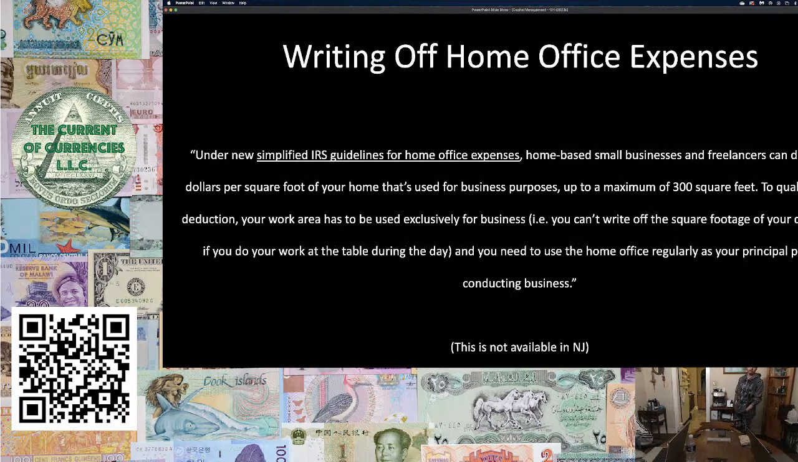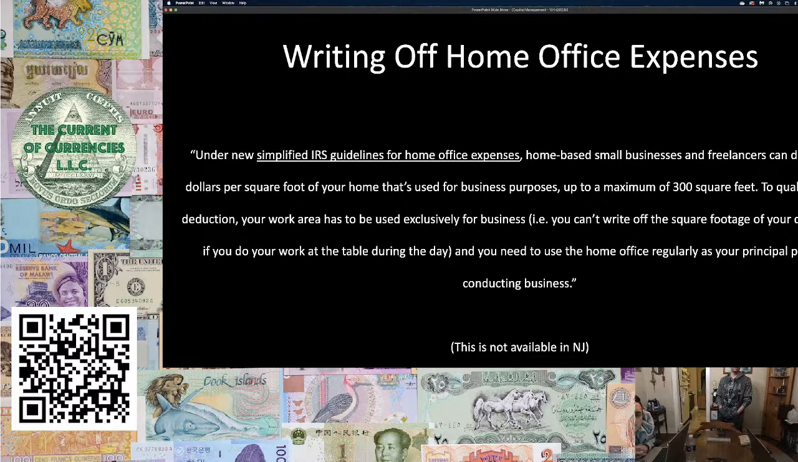Writing off home office expenses. This is unfortunately not available in New Jersey. We have too high a population density, and the state would lose so much money if this was possible. But under new simplified IRS guidelines, home-based small businesses and freelancers can deduct $5 per square foot of your home that is used for business purposes, up to a maximum of 300 square feet. This is available in most other states.